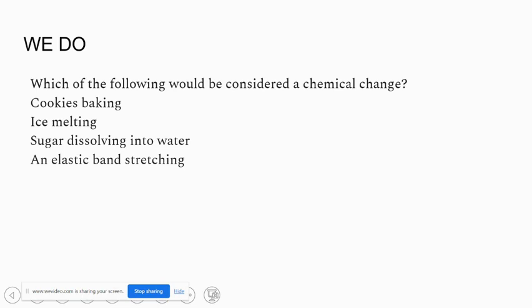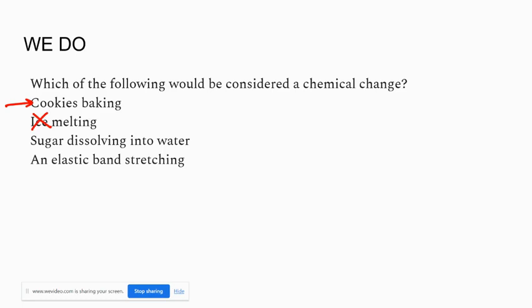All right, cookies baking. What do you think? Is that cookie dough going to be the same thing when it's a cookie? No. So that is a chemical change. Melting. Anything melting. We talked about it on Monday. What is melting? It's a phase change, and all phase changes are physical changes. So that would not be one.